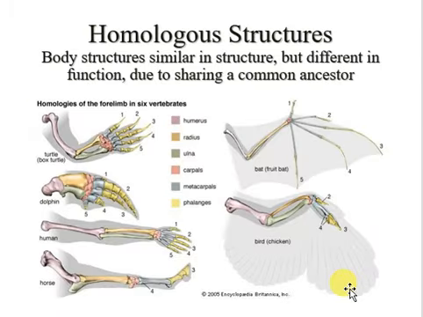Body structures that are similar in structure due to a shared common ancestor, but differ in function, are known as homologous structures. The classic example is four-limb structures in dolphins, humans, horses, bats, birds, and whales. Looking at them firsthand, structurally they look different, right? So this forelimb of the dolphin looks quite different from the human, but that's because they are adapted for a different function.